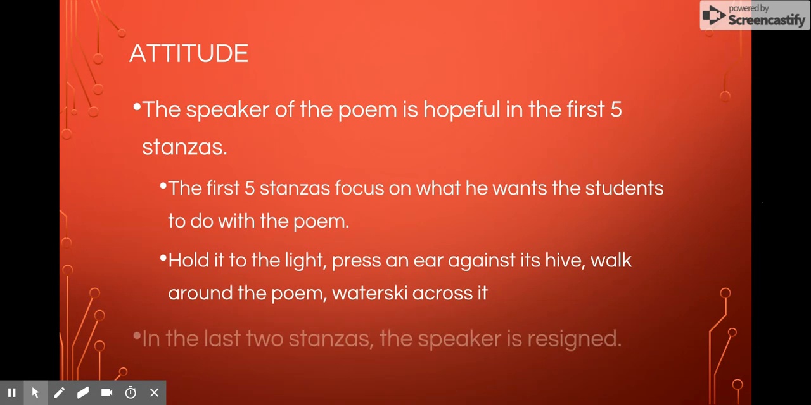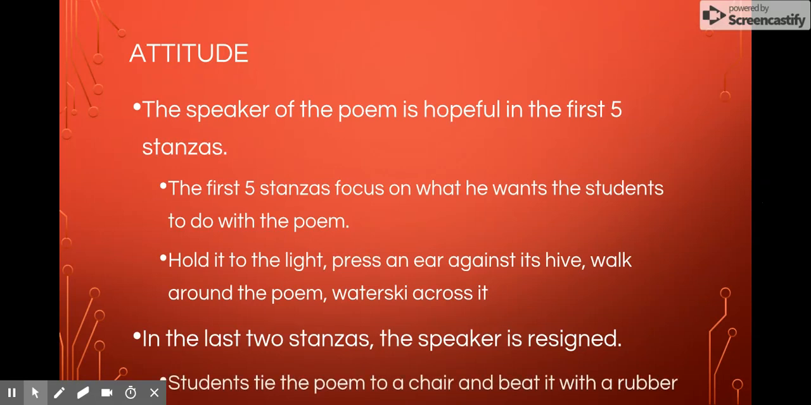In the last two stanzas, the speaker is resigned, right? He knows that the students want to tie the poem to a chair and beat it with the rubber hose until the meaning becomes clear. And this is absolutely what he wants the students not to do.